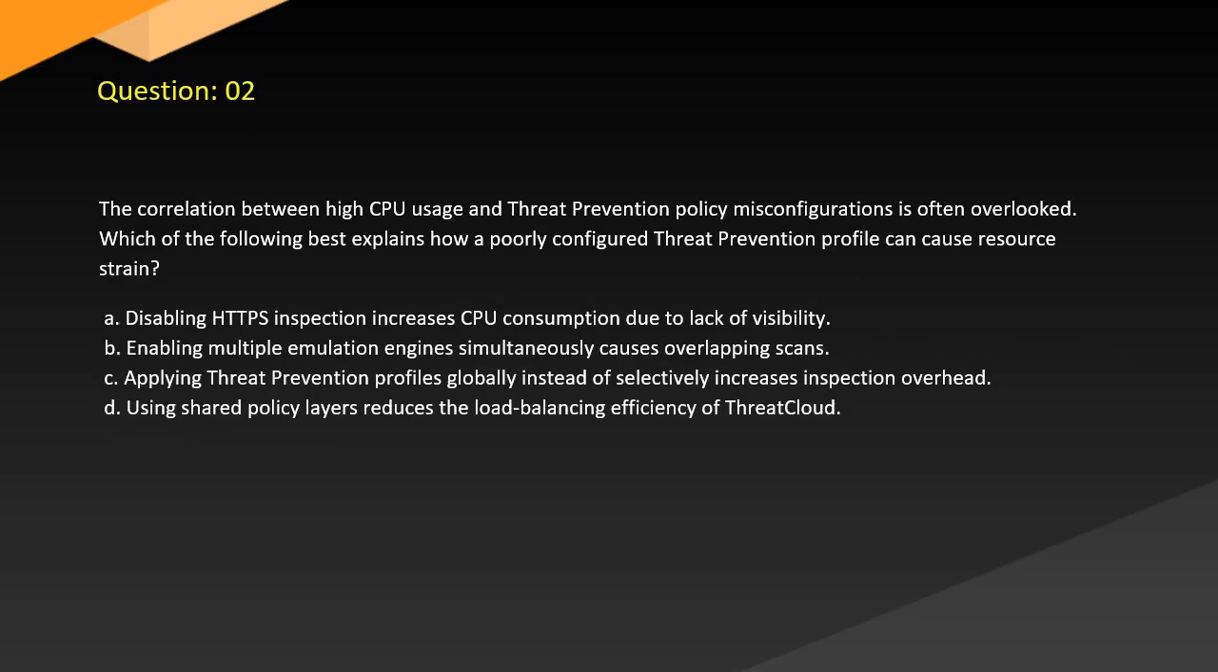Question 2. The correlation between high CPU usage and threat prevention policy misconfigurations is often overlooked. Which of the following best explains how a poorly configured threat prevention profile can cause resource strain?